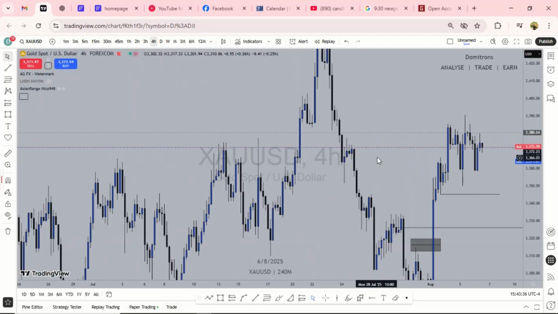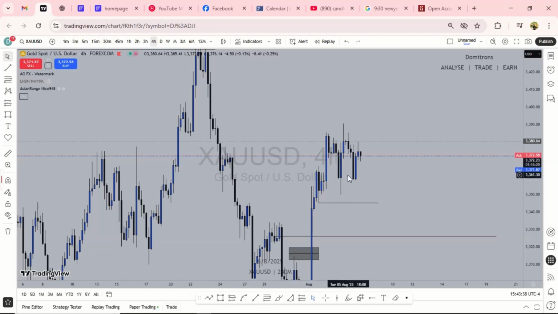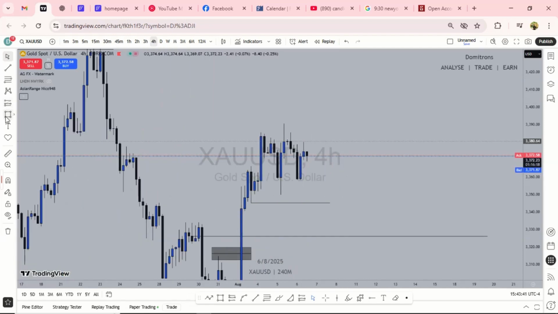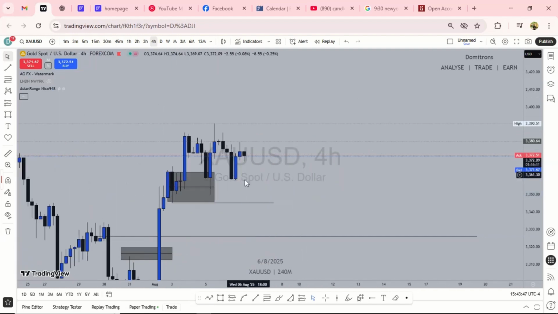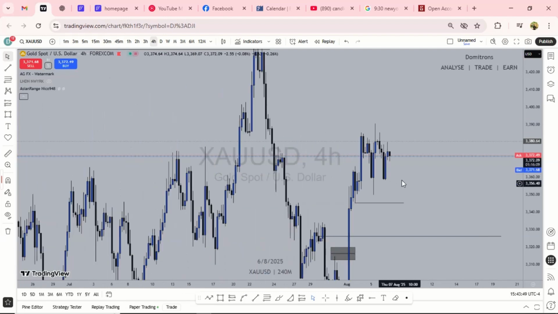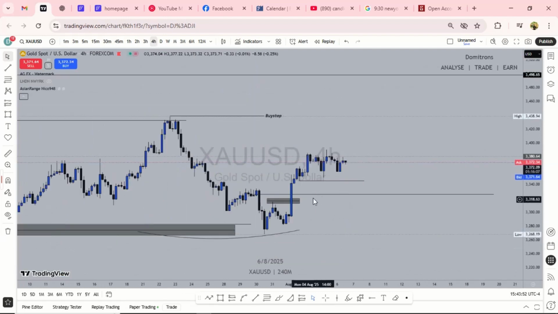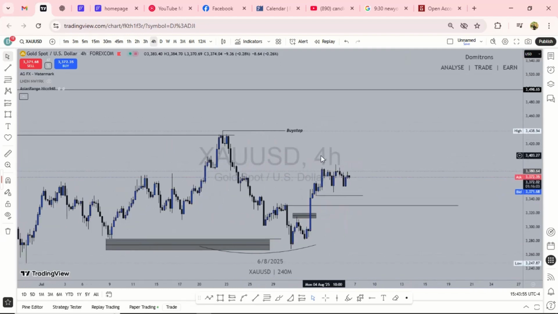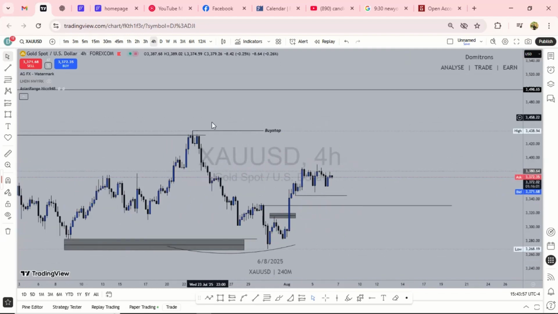So we go down to the 4-hour time frame. This is how the 4-hour time frame looks like, and this was playing around the order block that was formed on Monday. Right, that is an area of demand. So my mind tells me this gold is trying to reaccumulate price in order to push higher for this buy stop.